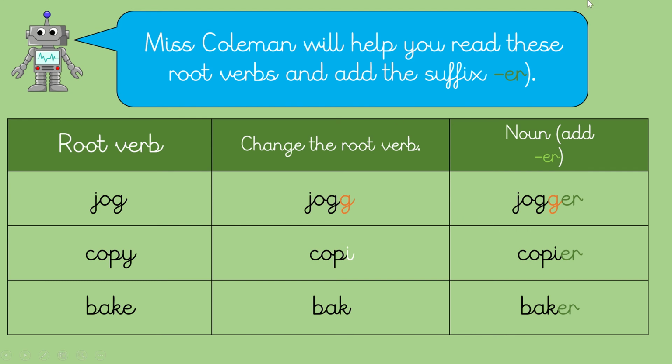Right, let's have a look. Miss Carmel will help you read these root verbs and add the suffix "er". Right, so we've got this word which is, that's right, "jog". And we've got to change the root verb because it's got a vowel and a consonant. We've got to double the consonant. So we've got to add an extra G. So to make it into a noun, a person, we've got to add the ER to the end. Can you read this word? Brilliant, "jogger". So we've gone from jog, that's something you do, to a jogger is somebody that goes running. It's a person.